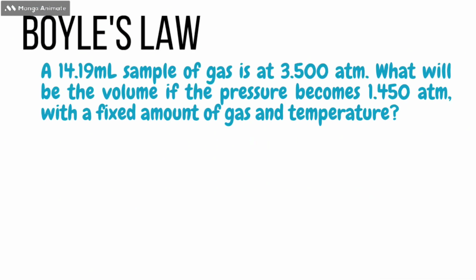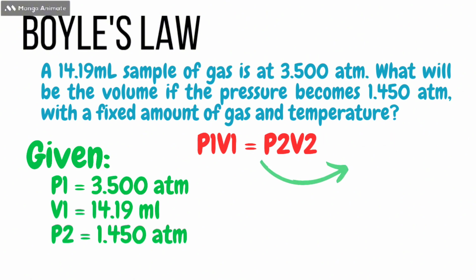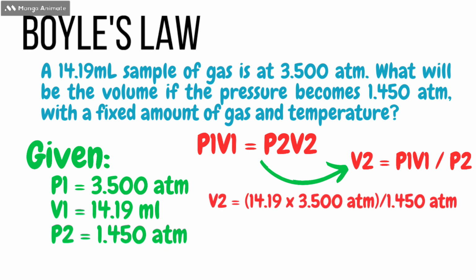Here's a problem to further understand our concept of this law. We solve this using the Boyle's law equation. To find our final volume, we just derive our equation to V2 is equal to P1 times V1 all over P2. Therefore, our final volume will be 34.25 milliliters.